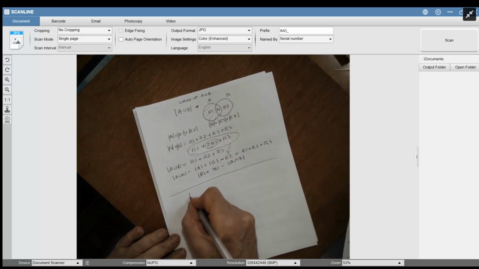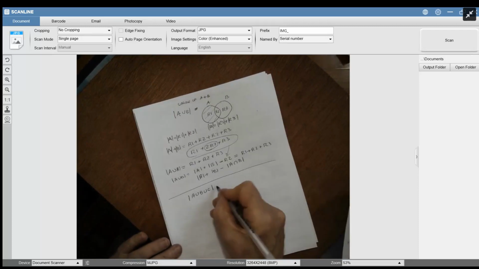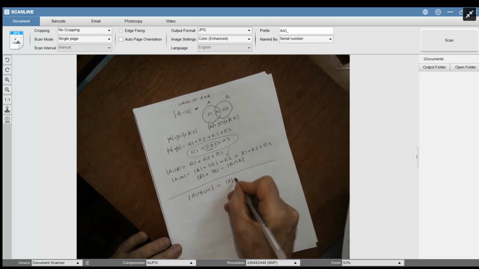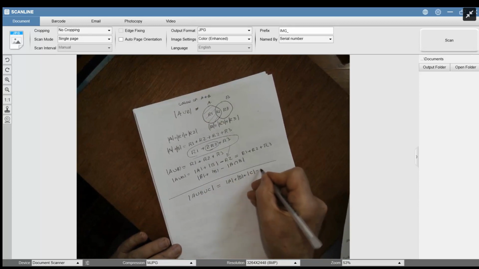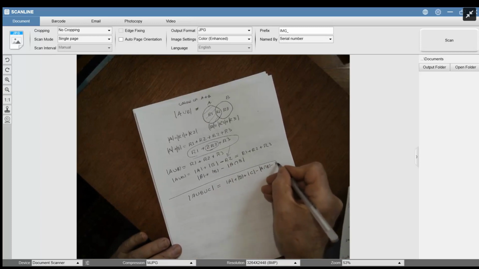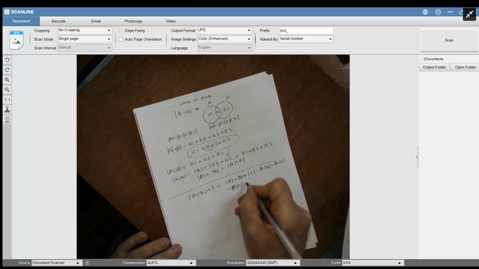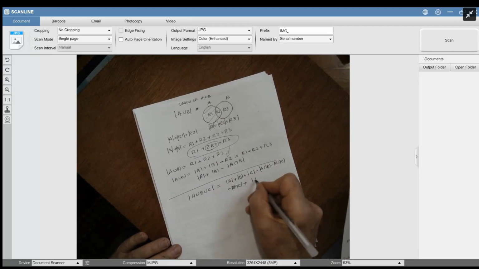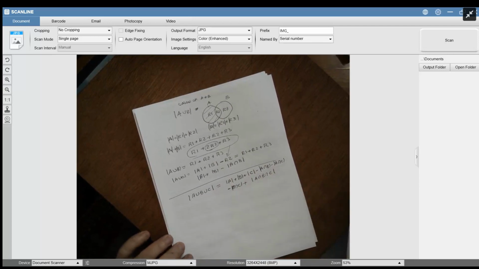Now the other thing you need to know is A union B union C. The formula for that is you take A, you take B, you take C, you subtract out all the intersections, and then you have to add back in the triple. Add it in once. I'm going to show why that's true.